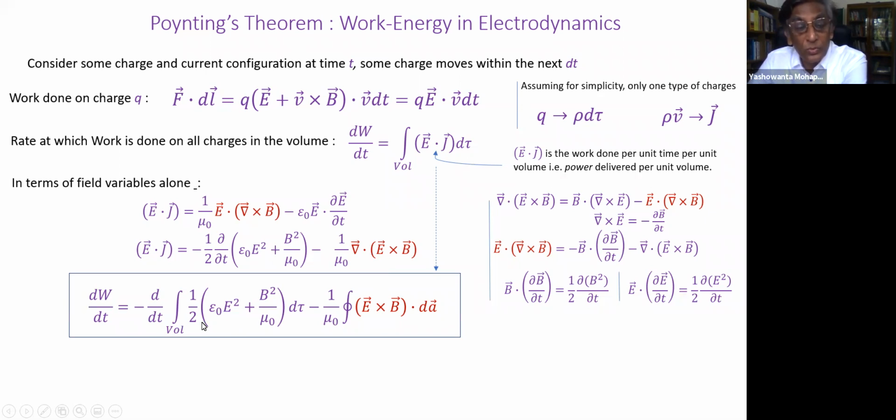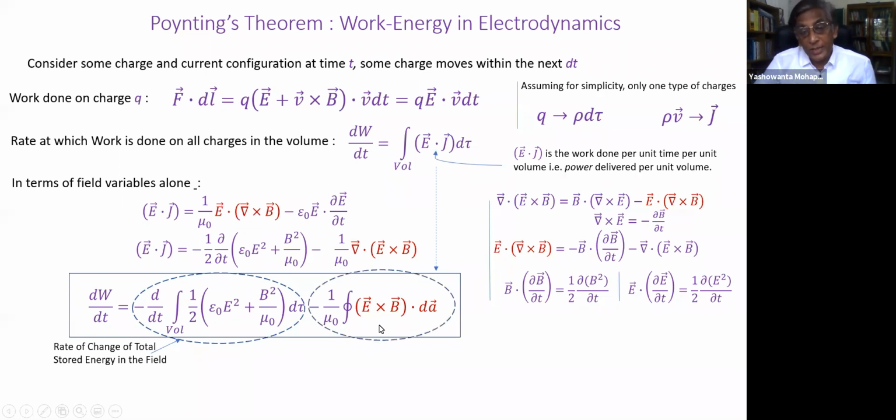Now this we already know what this quantity is. This is U. So this is the rate of change of total stored energy in the field per unit volume. This total energy is integrated over volume. This integrand was per unit volume. So this is the rate of change of total stored energy in the field. And this is the energy going out through a surface S that bounds this volume.